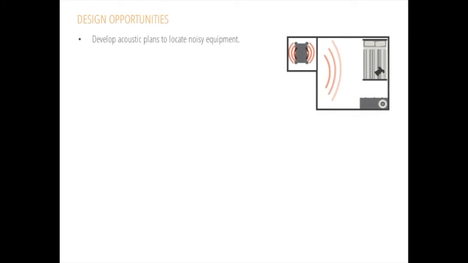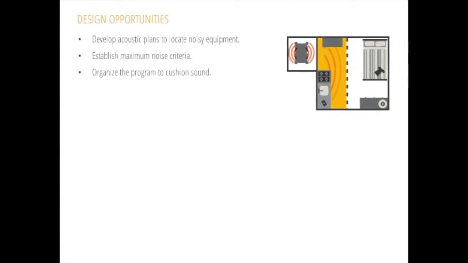A designer has many opportunities to reduce both exterior noise and interior noise. Develop acoustic plans to locate noisy equipment in the space. Establish maximum noise criteria for mechanical equipment sound levels. Organize the program to cushion sound. Place more active rooms, such as kitchens or break rooms, in locations that buffer sound from rooms where noise is problematic, such as bedrooms or private offices.